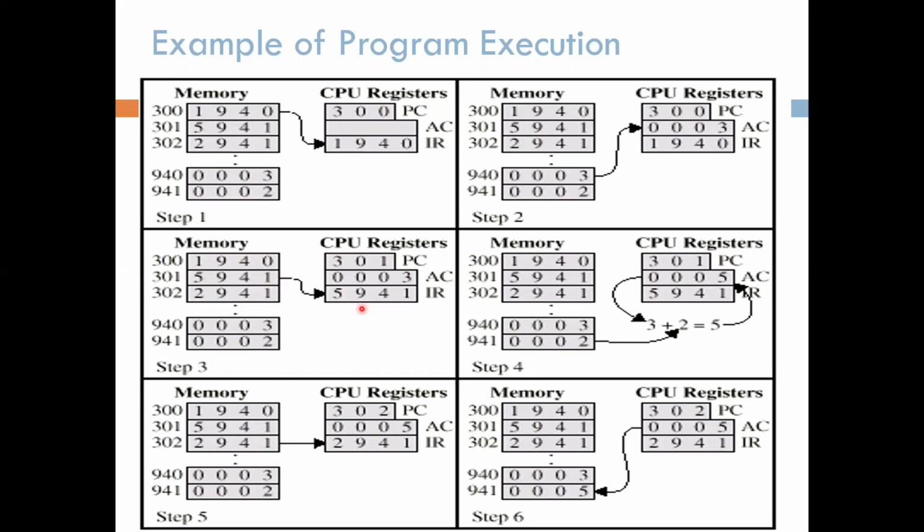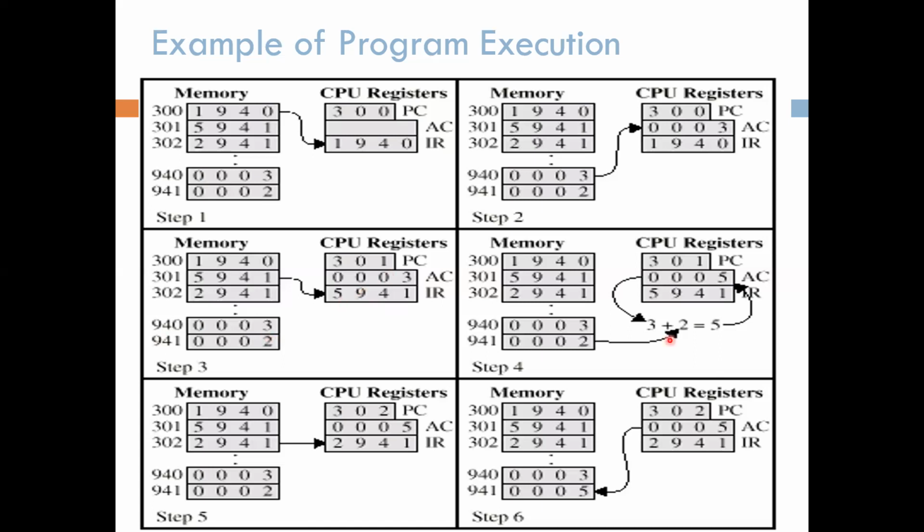And then we need to decipher what this means, right? Of course, the first part is the opcode, 5, and 941 is the address. So 5 means add, and 941 is the address. So what we need to add to whatever value is in the accumulator. The accumulator is basically a register that contains the current value. So whatever value is in the accumulator, that's what we're going to use. It says add whatever is in 941. 941 has a value of 2. So add 2 to whatever's in the accumulator.